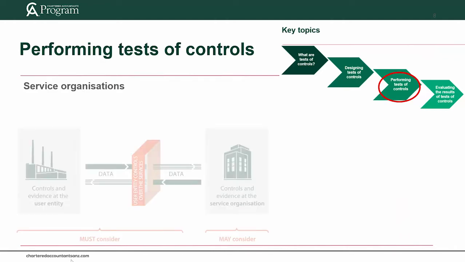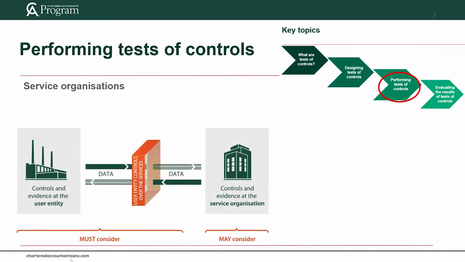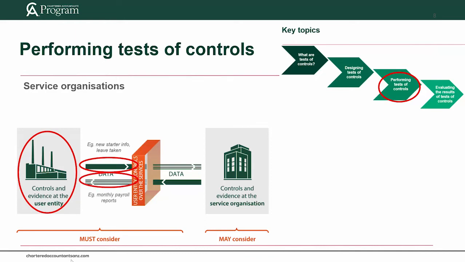If an auditor plans to rely on the operating effectiveness of the controls, they would test the controls a user entity has over the outsourced function. Using our ADP example, there are two parts. Are the controls around the authorization of payroll data, for example, new starter and leave taken information, that is sent to the service organization operating effectively? And are the controls around reviewing information that come back to the client, such as monthly payroll reports, operating effectively?